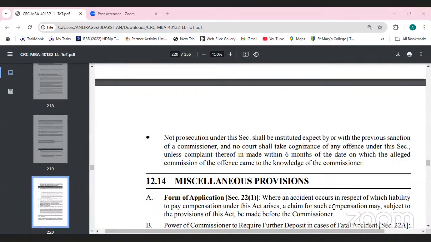There's no prosecution under this section except with the previous sanction of a commissioner. No court shall take cognizance of any offense under this section unless a complaint has been made within 6 months of the date on which the alleged commission of the offense came to the knowledge of the commissioner.